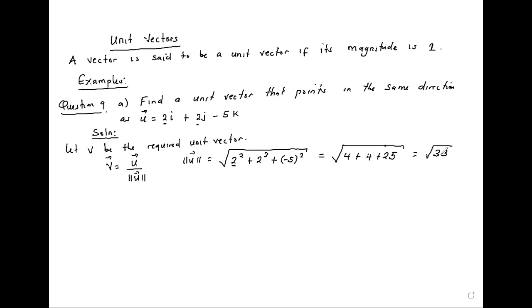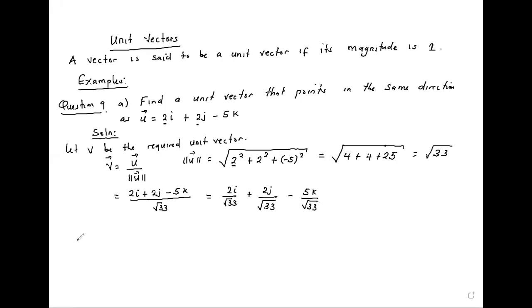So when we come to V, we say V is 2i plus 2j minus 5k over the root of 33, which if we want, we can separate as 2 over root 33 i plus 2j over root 33 minus 5k over root 33. So this is a unit vector.